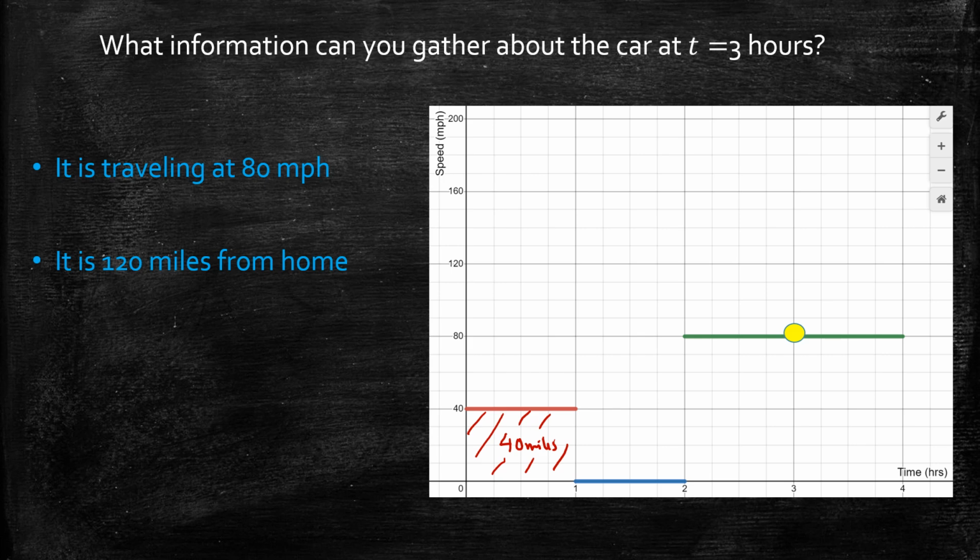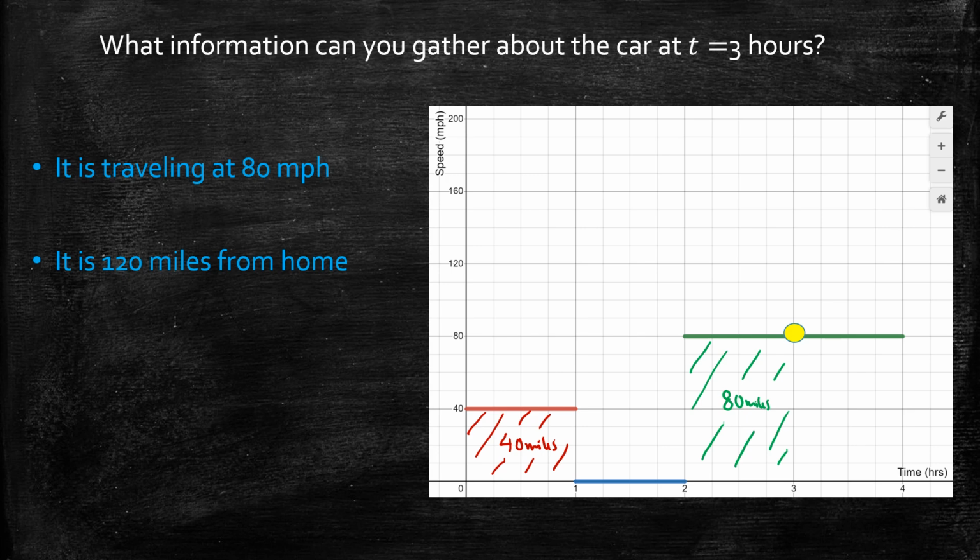In the second hour, it covers no distance because you're at a rest stop. And in between hours 2 and 3, you're traveling at 80 miles an hour. So once again, 80 times 1 is 80 miles that you've covered. And that would be true if you were traveling for 2 hours at 80 miles an hour. That area would correspond to the distance traveled, 160 miles.